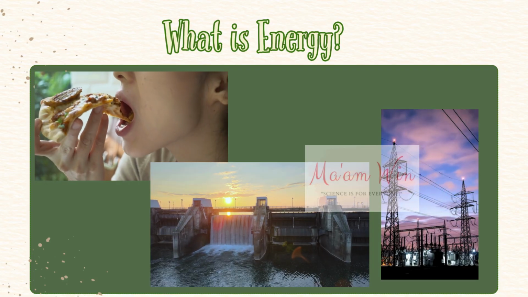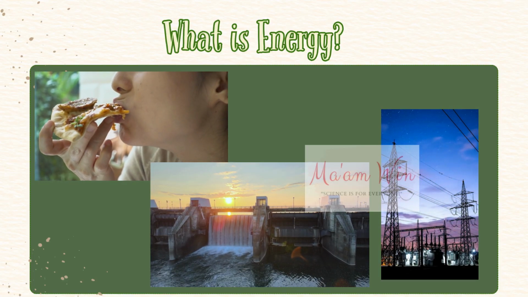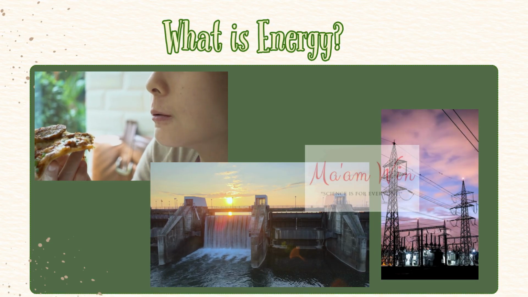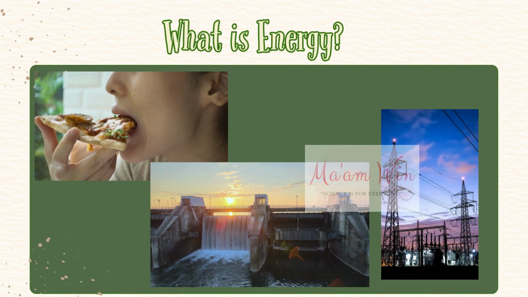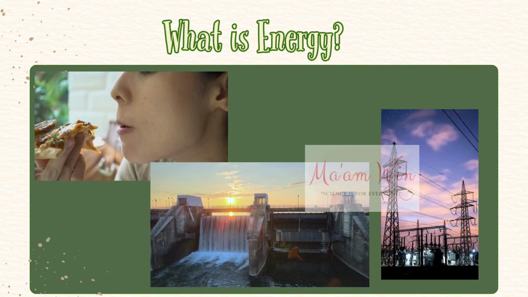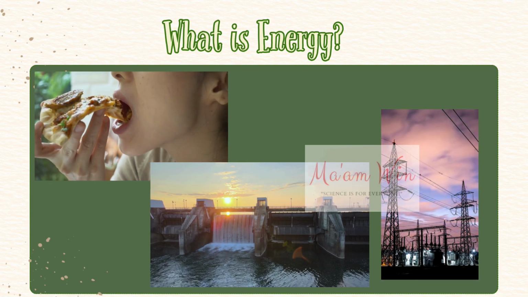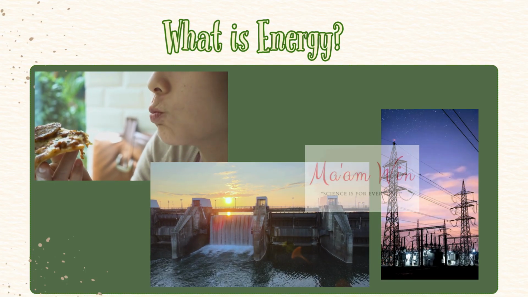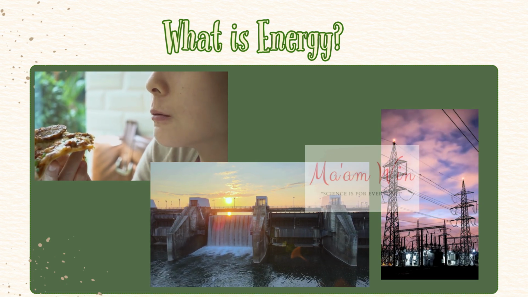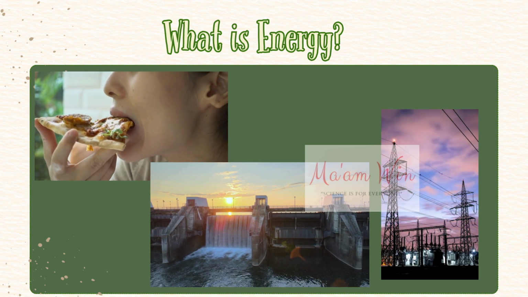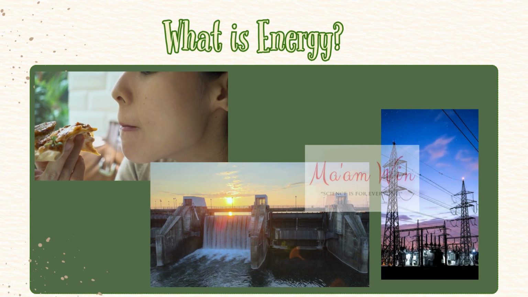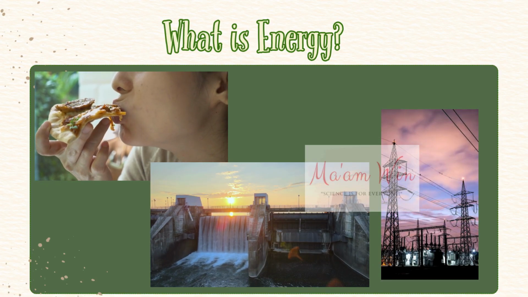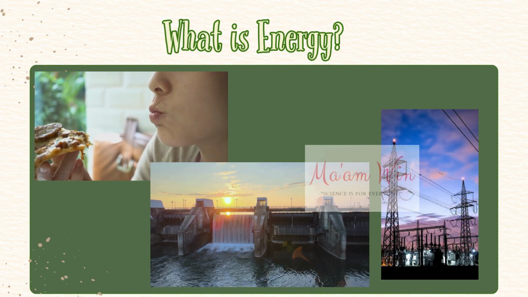These different forms of energy can be transformed from one form to another. For example, when you eat food, your body converts chemical energy into mechanical energy that allows your muscles to move. In a hydroelectric power plant, the gravitational potential energy of stored water changes into kinetic energy as it flows, and then into electrical energy through turbines and generators.